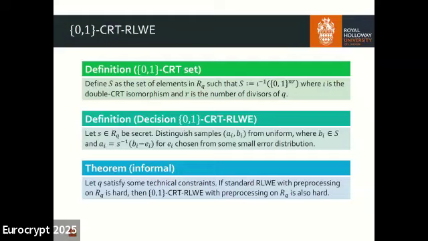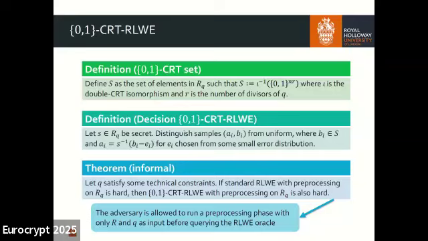And we actually show that assuming some technical conditions on the modulus Q, if standard ring LWE with preprocessing is hard, then 0-1 CRT ring LWE with preprocessing is also hard. So this gives us some confidence in this assumption. And in the preprocessing phase, so before the ring LWE oracle is queried, the adversary has access just to R and Q. So that's what the preprocessing allows.